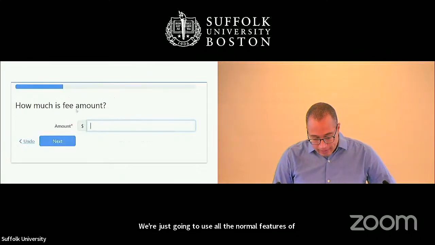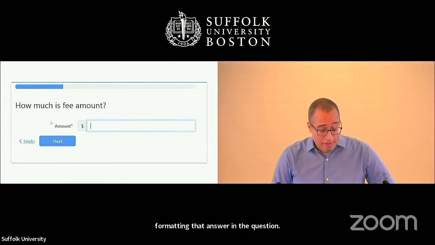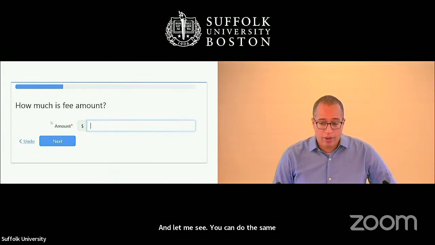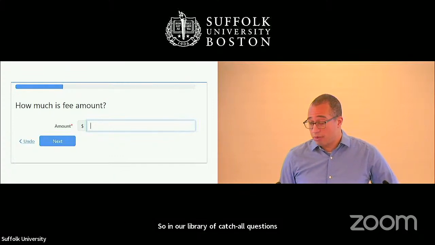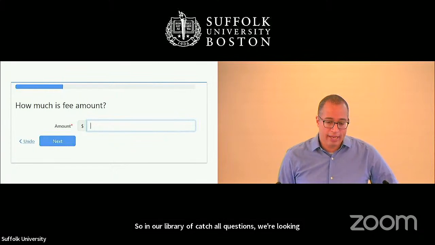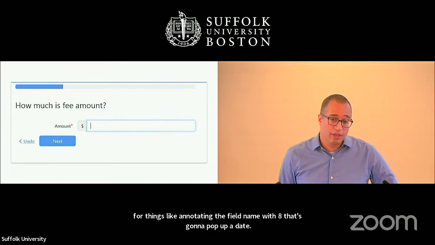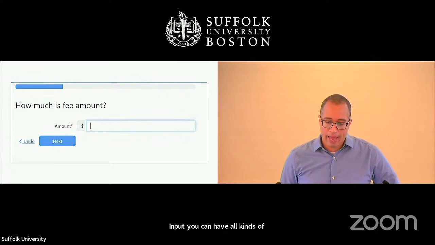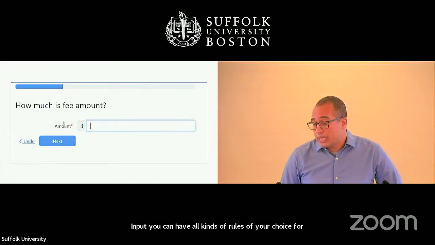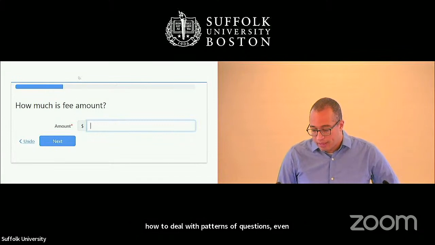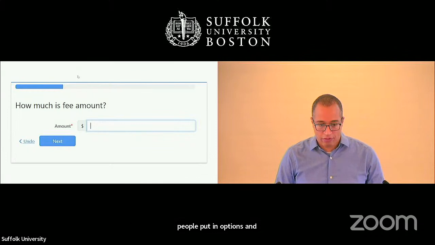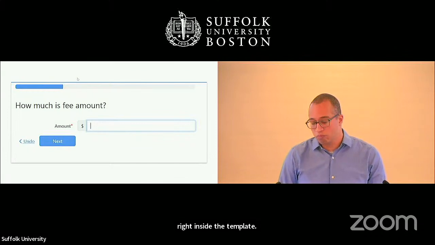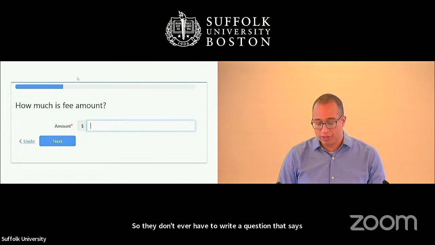And let me see, you can do the same thing with keyword matches. So in our library of catch-all questions, we're looking for things like annotating the field name with underscore date. That's going to pop up a date input. You can have all kinds of rules of your choice for how to deal with patterns of questions. Even potentially, you might think, well, maybe I want to let people put in options and all of those kind of features right inside the template, so they don't ever have to write a question that pops up a drop-down menu, for example, with multiple choices.